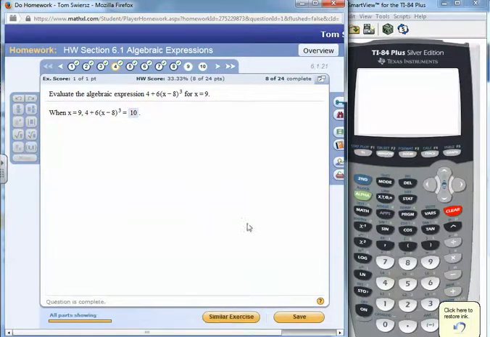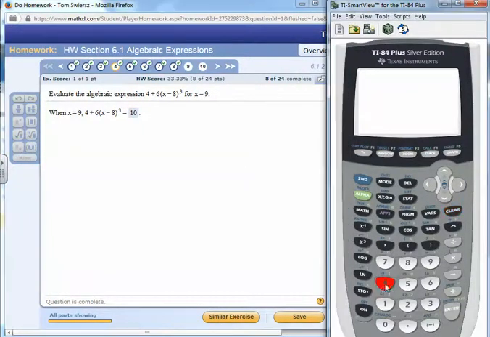All right, and on the calculator, copy it in. 4 plus 6, left paren, x is 9, subtract 8, and then be careful, it's raised to the third power, not squared. So up arrow and then the third power, and there's our same correct answer, a positive 10.